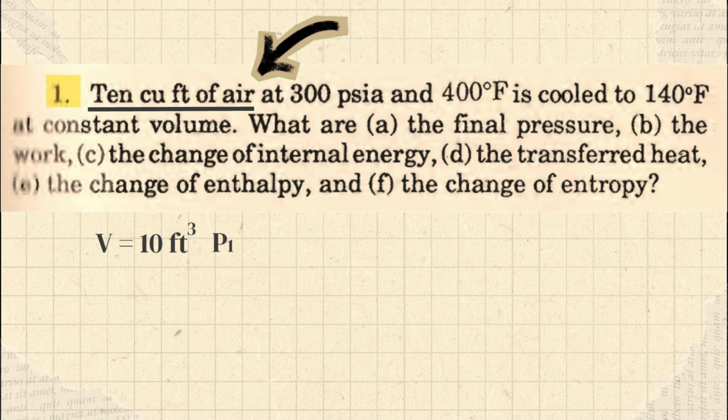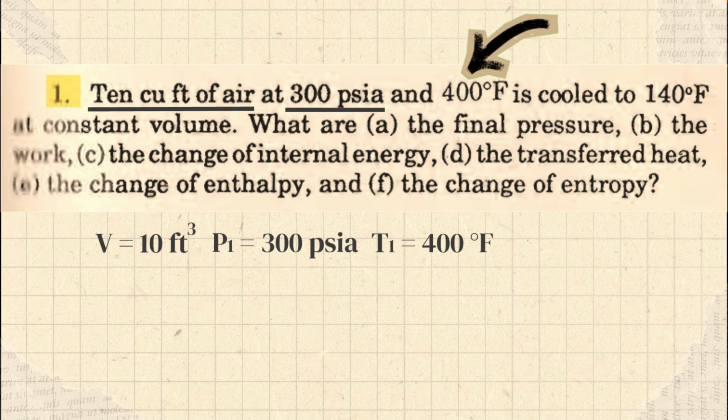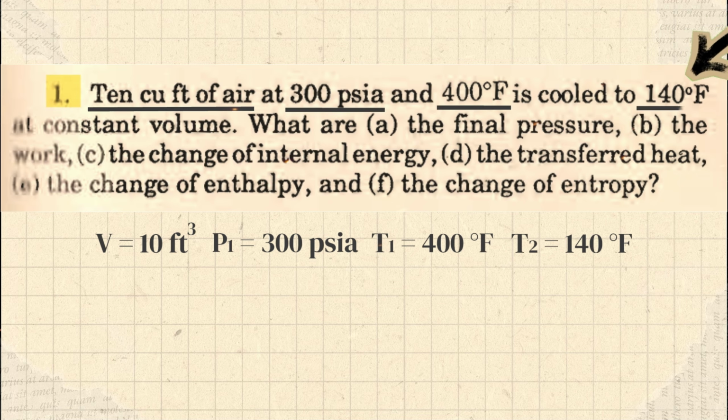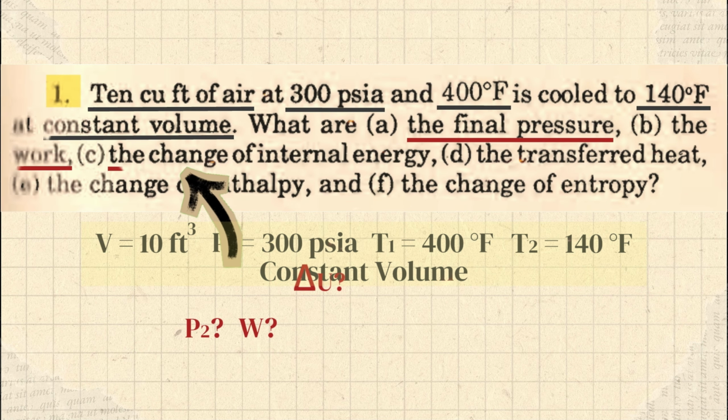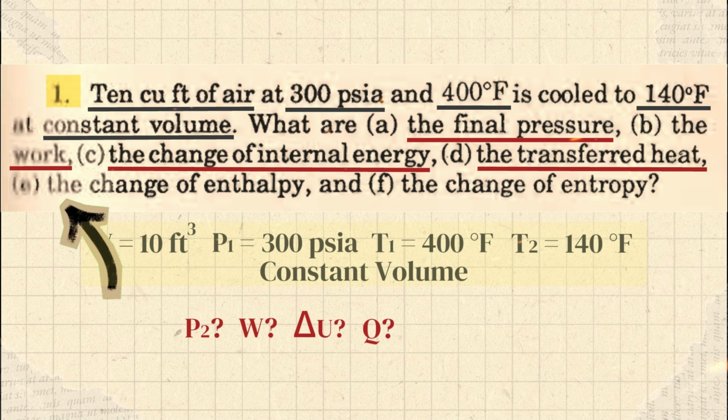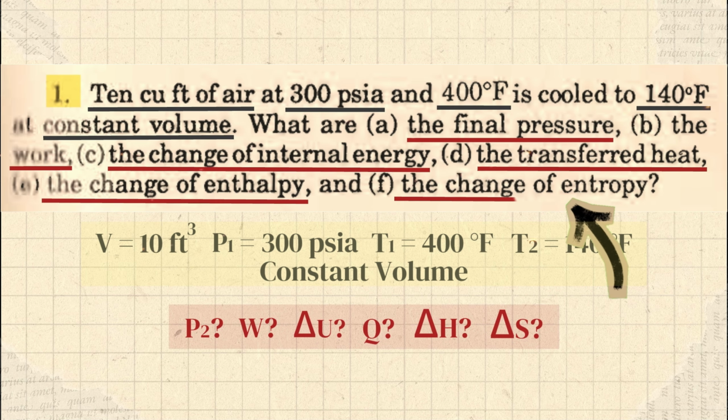10 cubic feet of air at 300 psia and 400 degrees Fahrenheit is cooled to 140 degrees Fahrenheit at constant volume. What are the final pressure, the work, the change of internal energy, the transferred heat, the change of enthalpy, and the change of entropy?